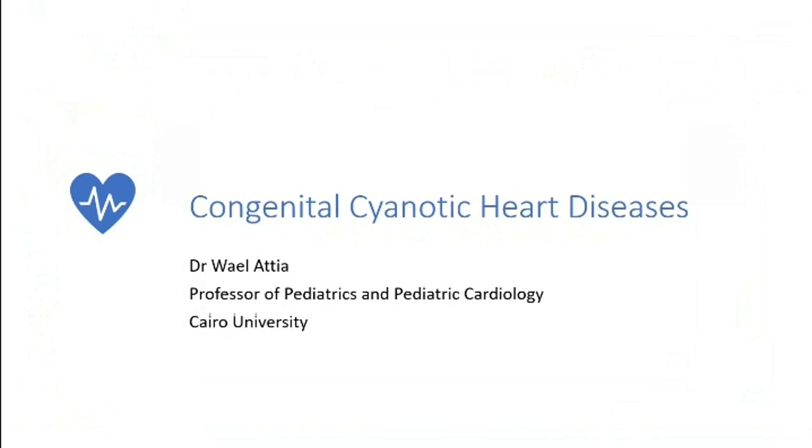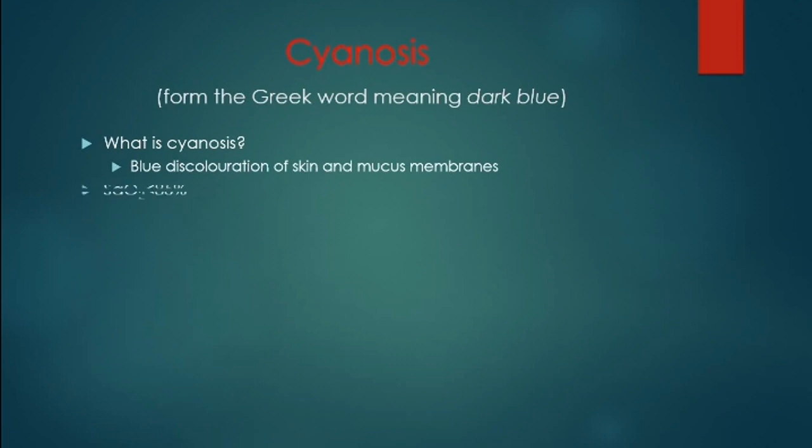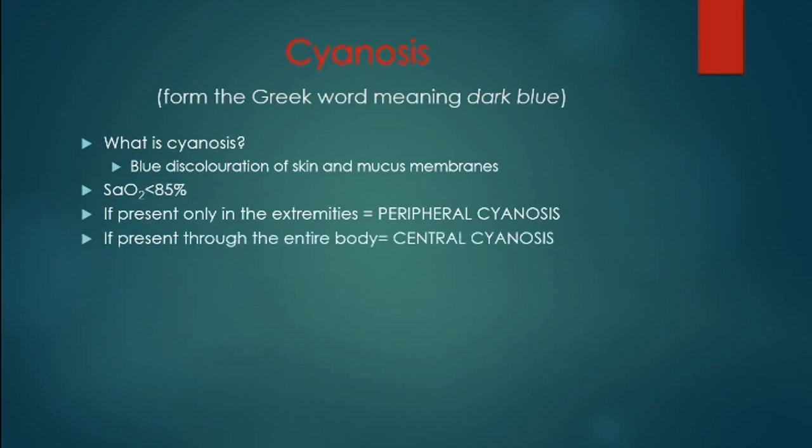النهاردة هشرح لكم Congenital Cyanotic Heart Diseases. First of all, let's define cyanosis. Cyanosis is discoloration of skin and mucous membranes, where the saturation of a patient is less than 85% by pulse oximetry. If it's only present in the extremities, we call it peripheral cyanosis. If I can detect it all over the body, especially in assessment of the tongue, then it is central cyanosis.